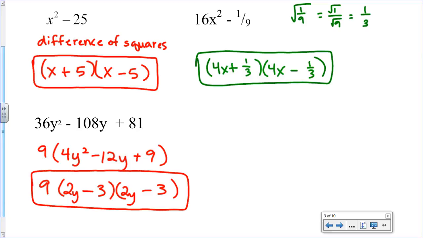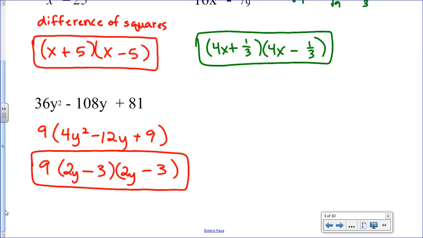But since (2y minus 3) and (2y minus 3) are the exact same, I can write it like this, as a square. Now, I don't care which way you do it. You don't have to do it this last way, but I want you to recognize it. So if it were a multiple choice question and you got to here, but the answer was given like this, you would know those are the same. Okay?